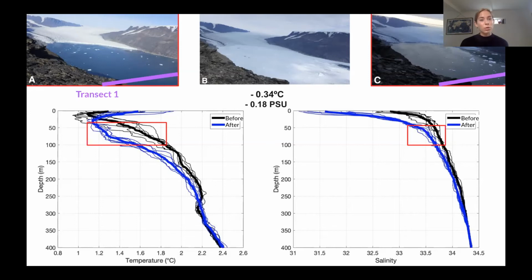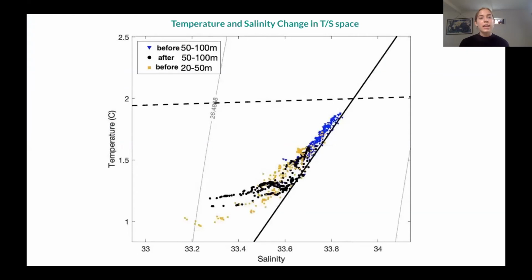So this is cool and exciting and what we would expect to see if ice melange was melting in the fjord. But what we have to do next is understand if this can really be attributed to ice melange melt, or perhaps it's just another freshwater flux into the fjord during the same time period. And the way we can determine whether this is ice melange melt or not is through analyzing the ocean properties in temperature and salinity space.